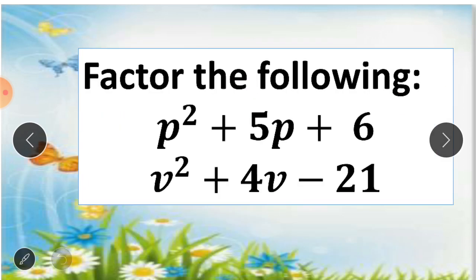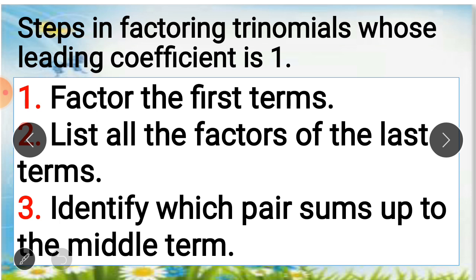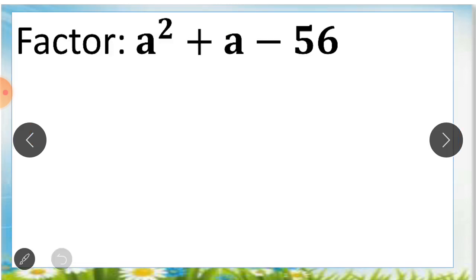So we have p squared plus 5p plus 6. So these are the steps. Number 1, factor the first terms. Number 2, list all the factors of the last term. And number 3, identify which pair sums up to the middle term. So let's try this one.